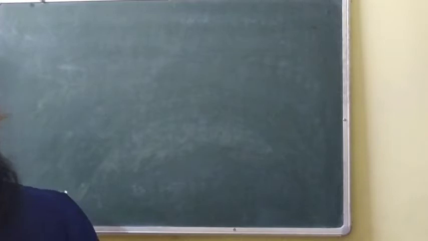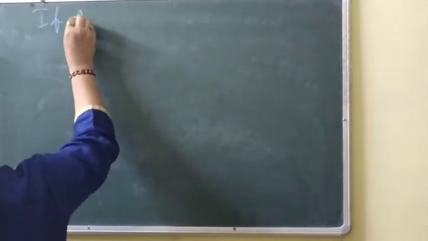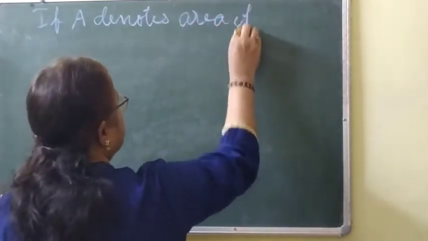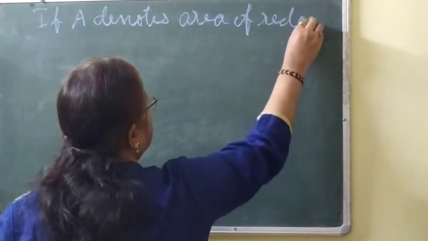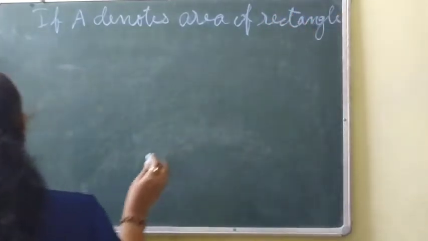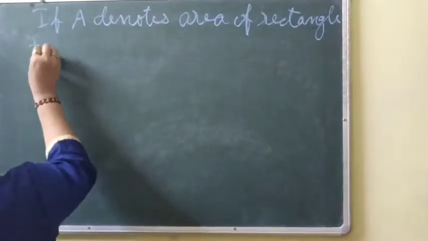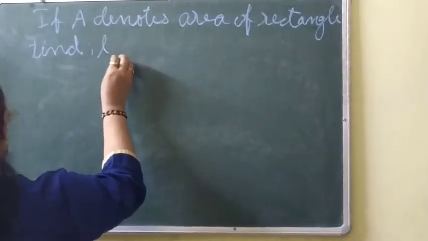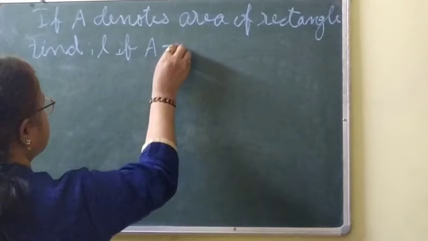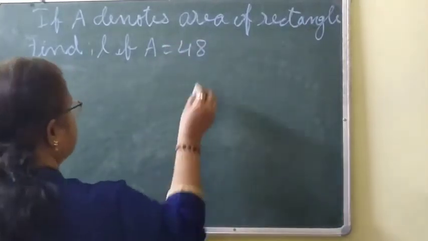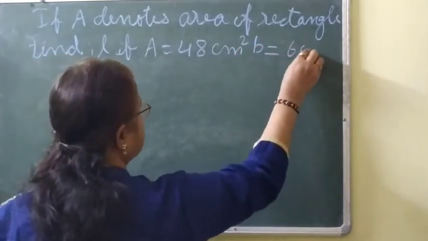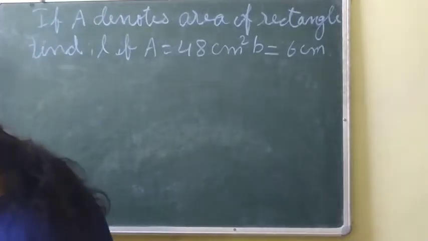Now the next is, if A denotes area of rectangle, find L. Clear? If A is equal to 48 square centimeter and B is equal to 6 centimeter. Clear? You have to find out.